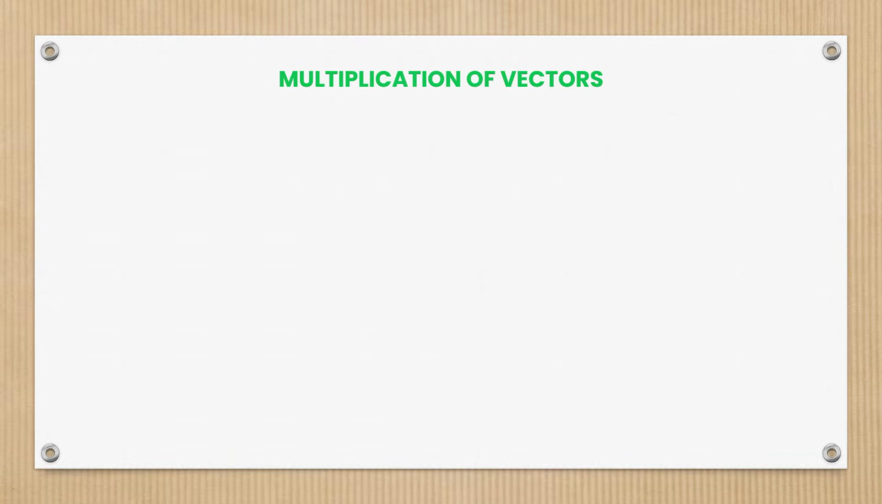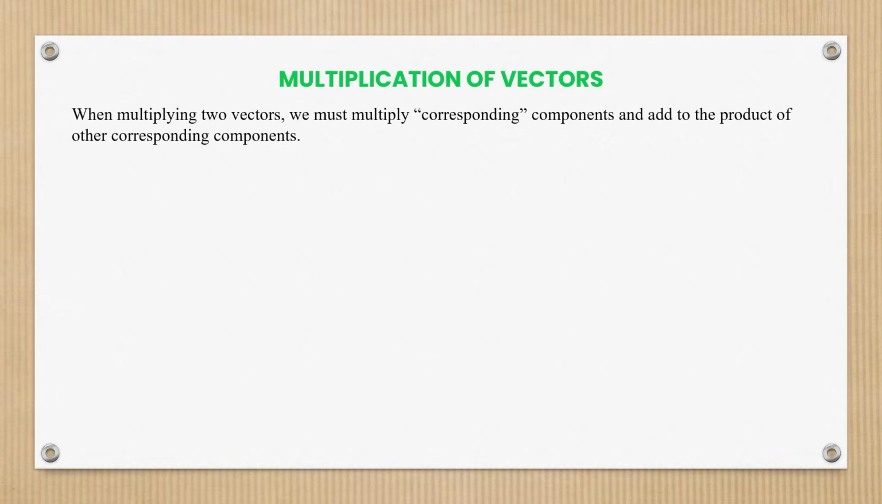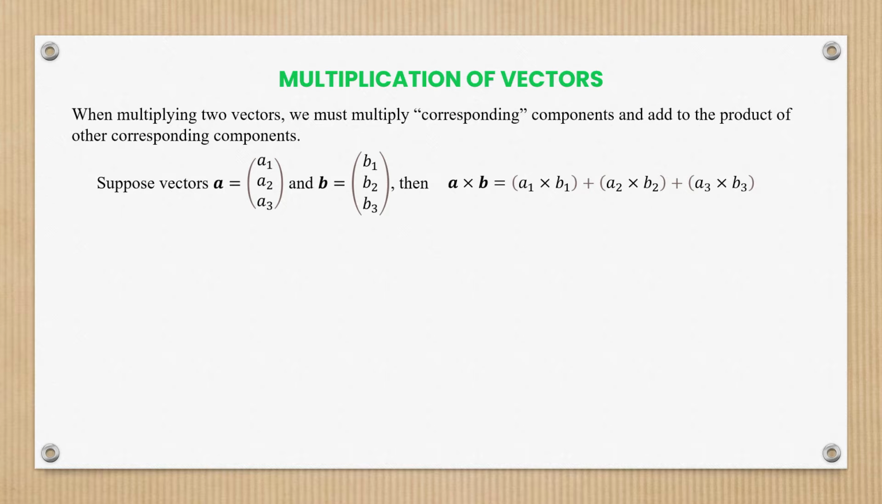Now let's look at multiplication of vectors. When multiplying 2 vectors, we must multiply corresponding components and add to the product of other corresponding components. Suppose vectors a is equal to a1, a2, a3, and b is equal to b1, b2, b3. Then a times b shall be equal to, this is what we're going to be doing.